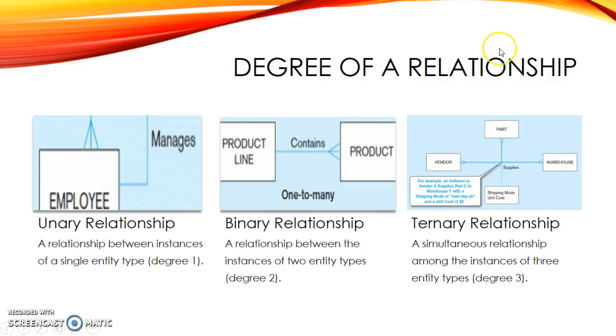Degree of relationship. There are 3 different degrees of relationship in database. There's unary relationship, which is just a relationship between instances of one single entity type. There's binary relationship, degree number 2, a relationship between the instances of 2 entity types. And ternary relationship, degree number 3, a simultaneous relationship among the instances of 3 entity types.